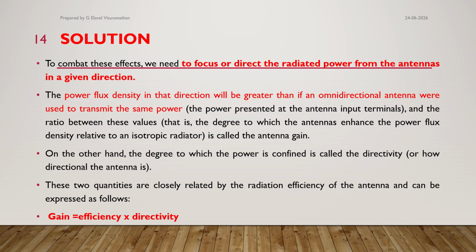On the other hand, the degree to which the power is confined is called directivity. These two quantities are closely related by the radiation efficiency of an antenna and can be expressed as follows: gain is equal to efficiency times directivity. Directivity means the degree to which the power is confined. Efficiency is going to be an output. Once we multiply efficiency and directivity, we will get the gain.